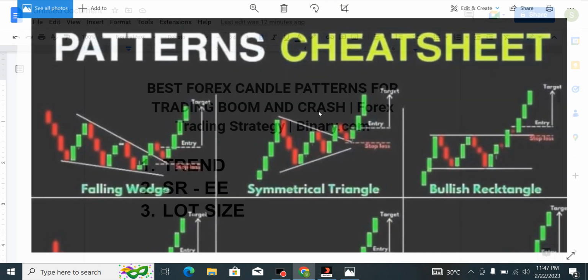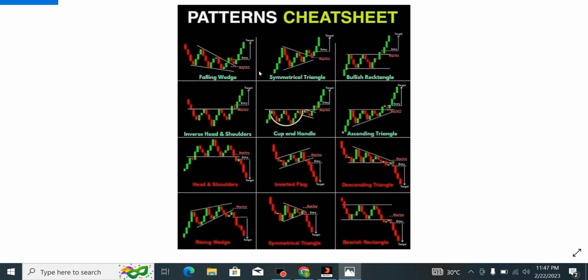So I'm going to be bringing up the image right away. Okay guys, this is the image. It is called the patterns cheat sheet. I will be showing you the different patterns, and I will also use it to explain what you should do whenever you see such patterns appearing or showing up. And this works on all trading assets. It also works on all time frames.